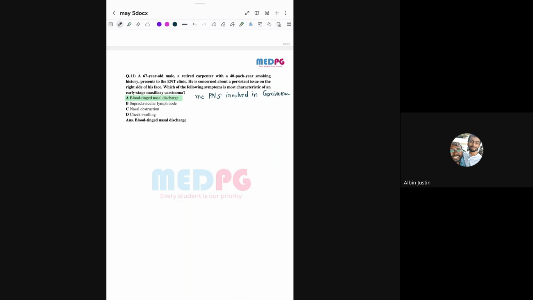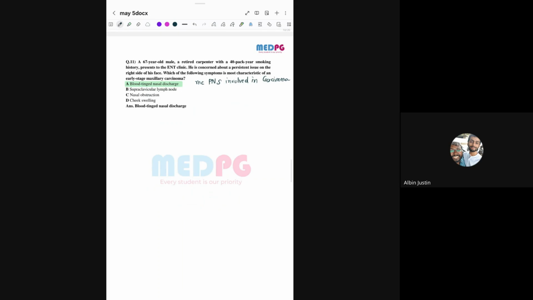Okay, early symptoms will always be subtle. Now cheek swelling and all will indicate bone destruction, so it is always late, and a supraclavicular lymph node will be a metastasis. Nasal obstruction is something you can think of, but the maxillary sinus causing nasal obstruction means it should be big enough.